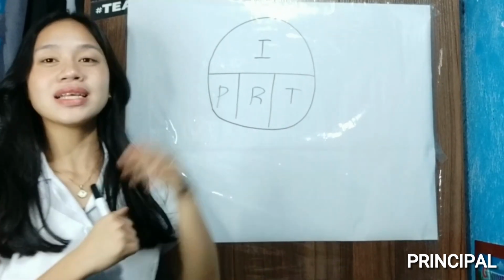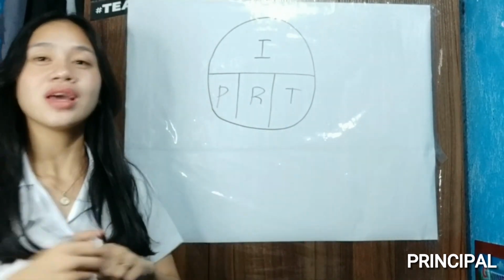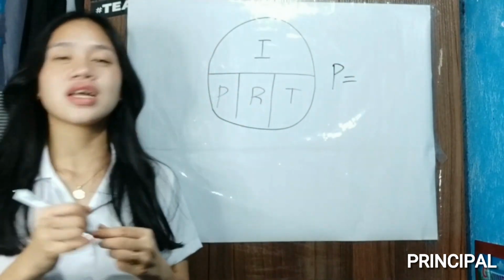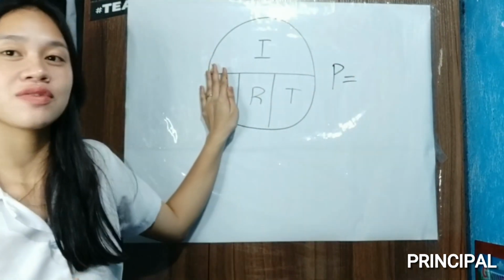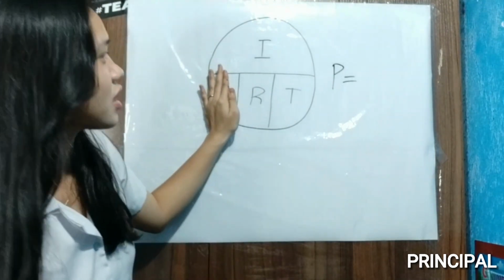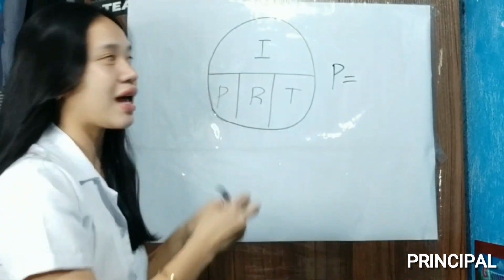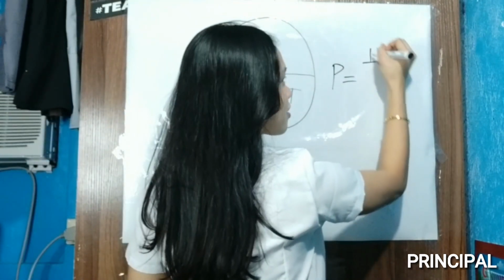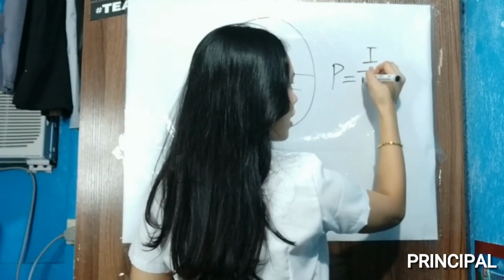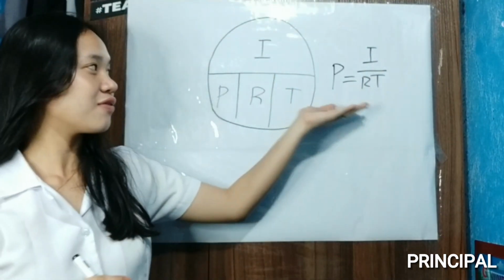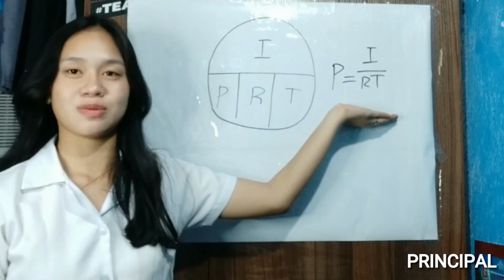And based on the formula circle, when we want to get the principal, or when the principal is missing, we just have to cover the letter P that stands for principal, and this means that we have to divide interest over rate multiplied by time. So interest over rate multiplied by time is the formula that we have to use when we want to get the principal.